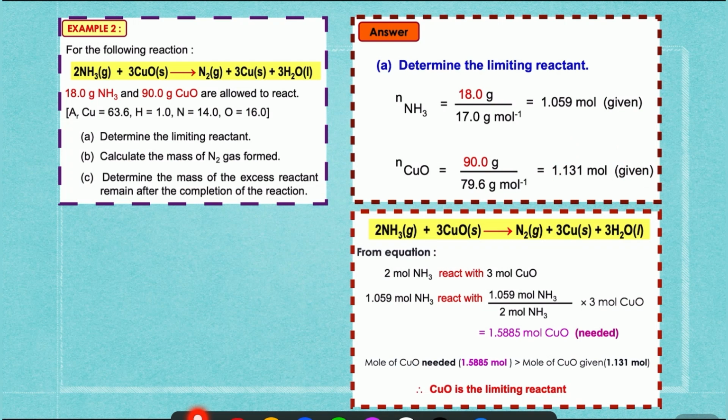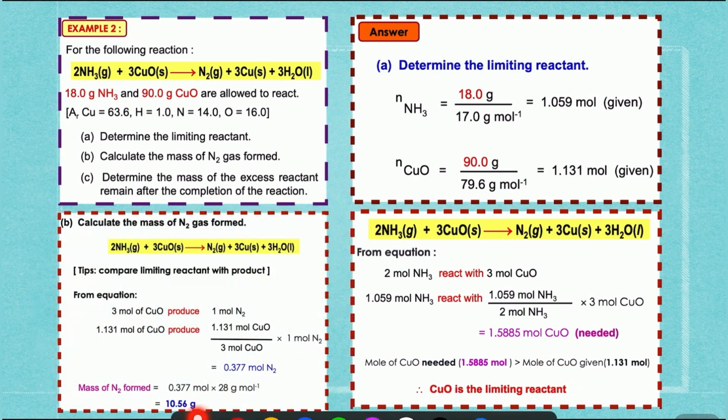Once you get the limiting reactant, from the limiting reactant you can determine the mass of the nitrogen gas produced. Same as when you determine the limiting reactant, to determine the mass of the nitrogen gas, you need to find the mole of the nitrogen gas by using the equation. Compare the limiting reactant and the product. 3 moles of copper oxide produce 1 mole of nitrogen.